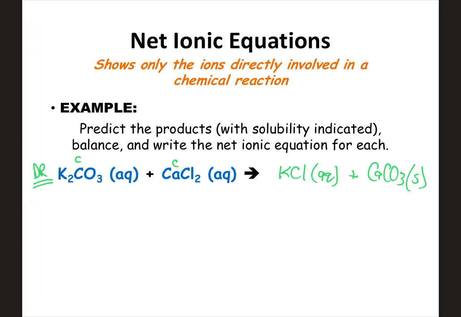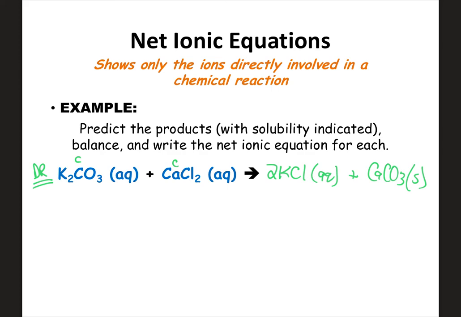So now you have your products predicted here. You have to go through and balance. So it looks like I'm going to need a 2 in front of the KCl, and then everything else is balanced here. All right, so now I'm ready to go through and work on the net ionic part here. Again, you would only do this because it's telling you to do a net ionic equation.